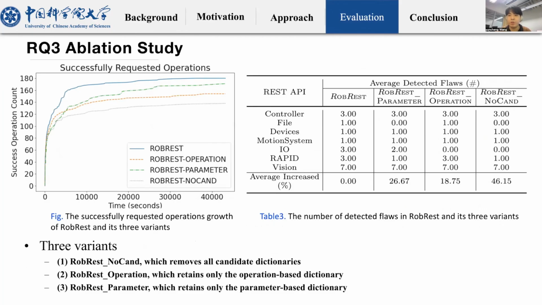To validate our dictionary strategy, we conducted ablation experiments with 3 RoboRest variants. They are removing all dictionaries and removing only one dictionary. The results clearly show that combining both operation and parameter descriptions led to the highest success rate for API requests and uncovered the most flaws, where parameter descriptions provided more usable values than operation descriptions. Both were essential for maximum coverage and flaw detection.